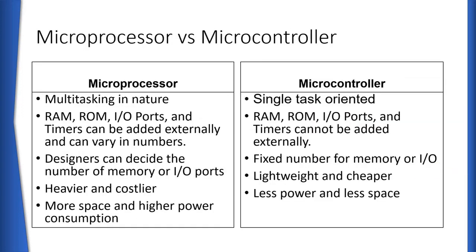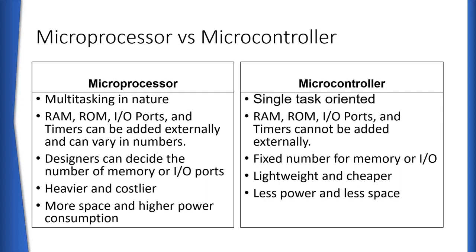Let us now take a look at the most notable differences between a microprocessor and a microcontroller. Microprocessors are multitasking in nature. They can perform multiple tasks at a time. For example, on a computer, we can play music while writing text in a text editor. A microcontroller is single task oriented. For example, a washing machine is designed for washing clothes only.